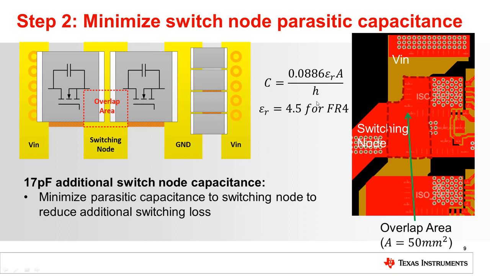From the formula provided here, the switch node parasitic capacitance is proportional to the overlap area between the switch node to the ground or the input voltage trace, and inversely proportional to the distance between the traces. Minimizing the overlap area is a key to minimize the switch node capacitance. As an example here, with careful consideration, the 50 mm² overlap area only creates 17 picofarads of parasitic capacitance.